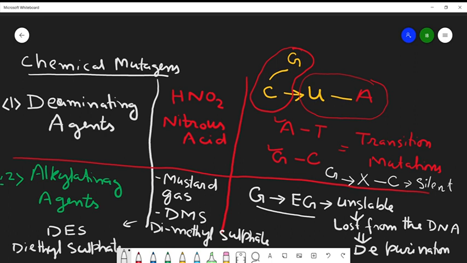Alkylating agents include mustard gas, the first chemical mutagen to be discovered by Sir Auerbach, and it was used during World War II. Apart from mustard gas, we have dimethyl sulfate and diethyl sulfate. What they do is that they alkylate the nitrogenous bases. For example, guanine, after undergoing alkylation, ethylation particularly, gets converted into ethyl guanine, and this ethyl guanine is unstable. It is lost from the DNA, a phenomenon which is called depurination. Depurination, loss of nitrogenous bases, leads again to gibberish mutations or the frame shift mutations.